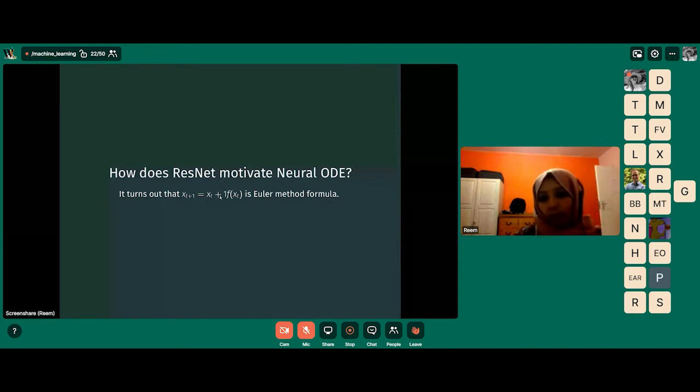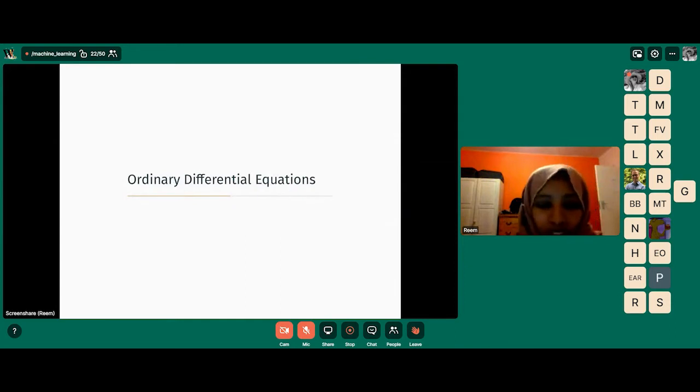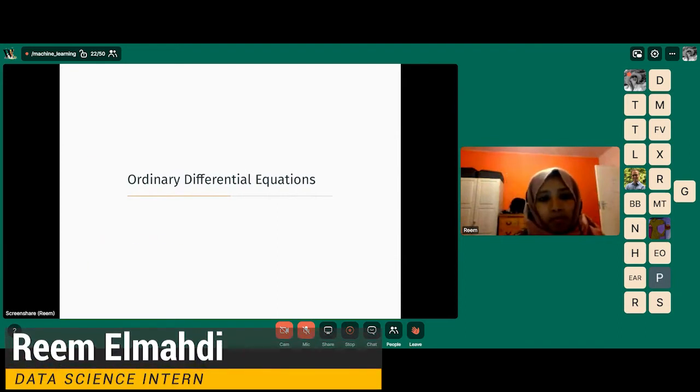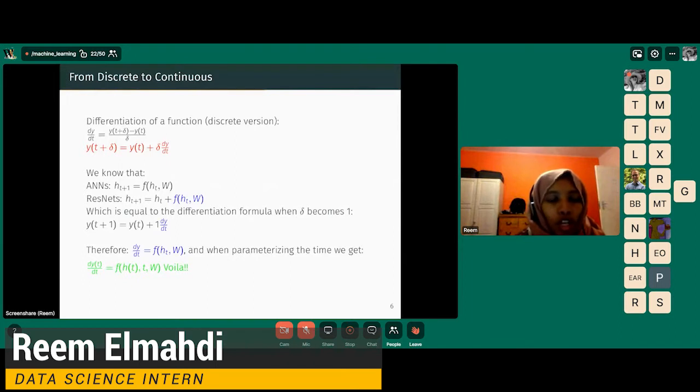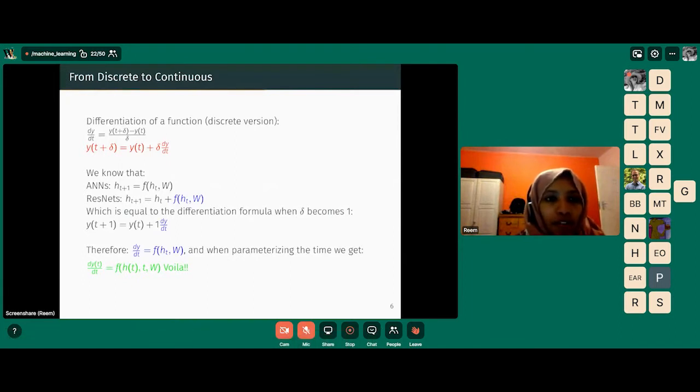Now let's see how residual neural networks motivate the neural ordinary differential equations. Now, if you remember from the slide, we knew that x of t plus 1, which is the input for the second layer, is equal to the input of the previous layer, which is the first layer, plus some function of the output of the previous layer. And if you multiply this function, your function f of x, by 1, this gives you exactly the Euler method, or the formula for the Euler method.